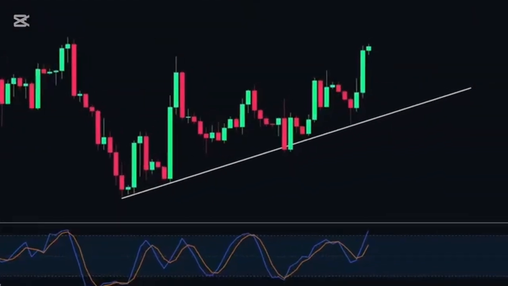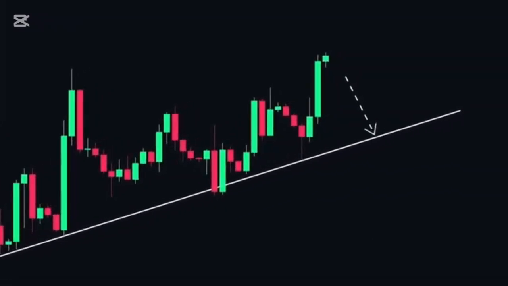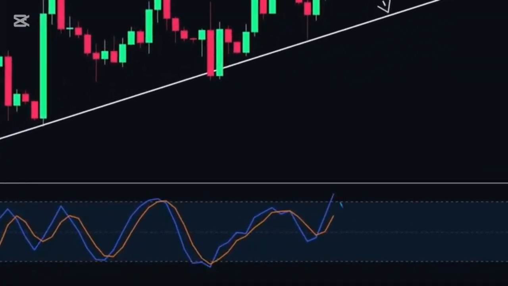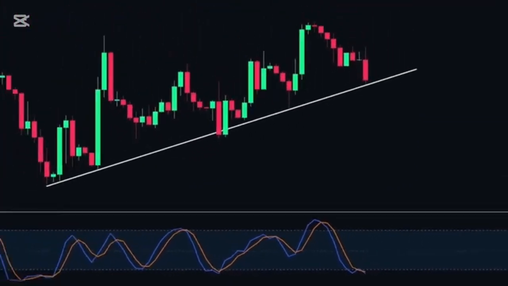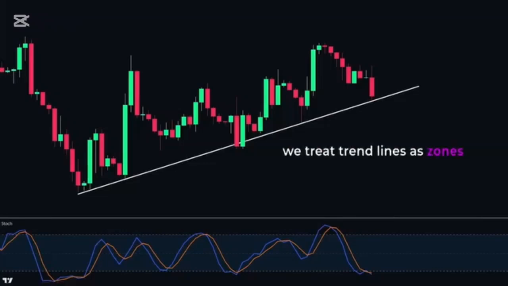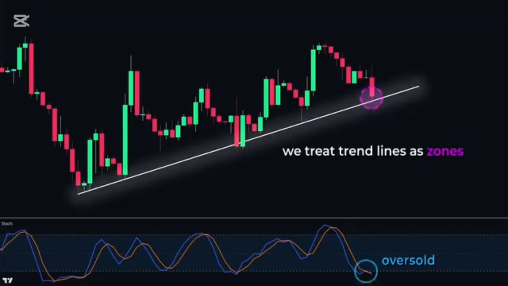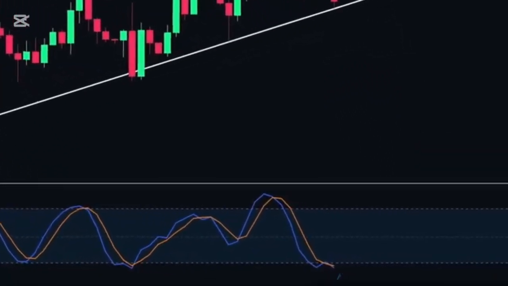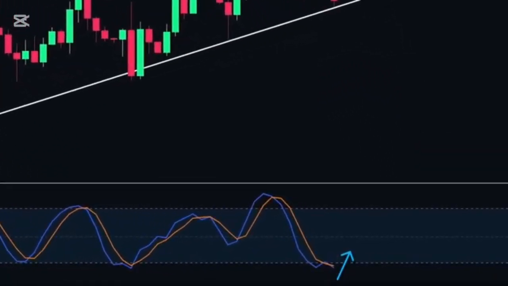So, what I look for is price approaching the trend line, but I also want to make sure that the blue stochastic line crosses into the oversold level, which is this bottom level here. So that would look something like this. But keep in mind, as I mentioned earlier, we treat trend lines as zones instead of fixed lines. This means that price doesn't have to touch the trend line perfectly. As long as it's within the zone of the trend line, while the stochastic crossed oversold, the setup is still valid. For our last entry confirmation, wait for the stochastic line to cross back inside the oversold levels again.